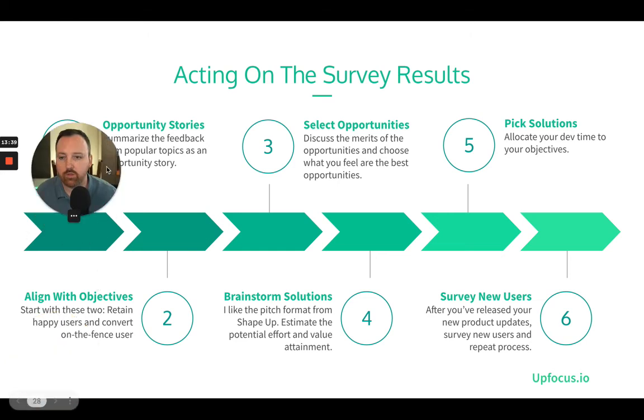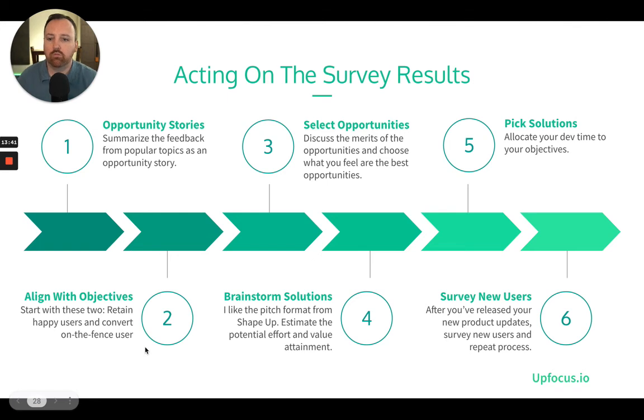Then we align those with objectives. So generally, I would recommend that you start with these two, which is retain those happy users and then convert on-the-fence users. And essentially what you're doing there is you're pulling from the answers in that survey where people said, here's how you can make the main benefits better, and the ones where they said, here's the improvements that you could make. And if you have other objectives in there that are important for your business, then you'll want to pull those in as well. So again, you kind of have a sense of the different opportunities and how they could help you achieve your objectives.